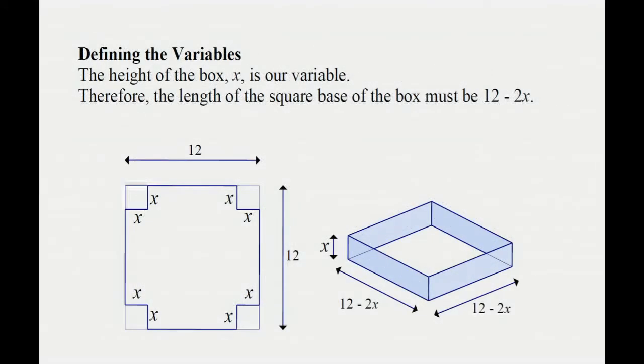I have added a few elements to my diagram. So let's explain what's going on here. We have a 12 by 12 square. We're going to cut off 4 of these corners. This will be gone, gone, gone, gone. And we're going to fold along these small edges.